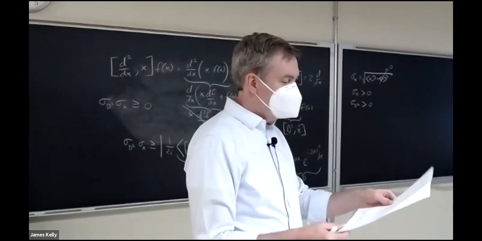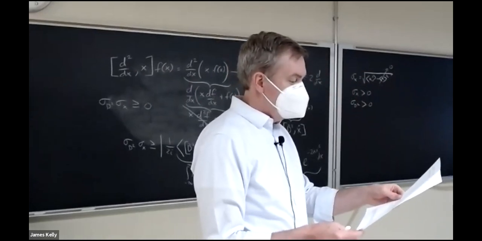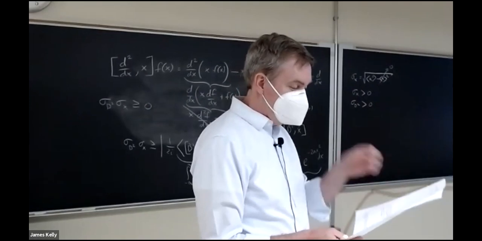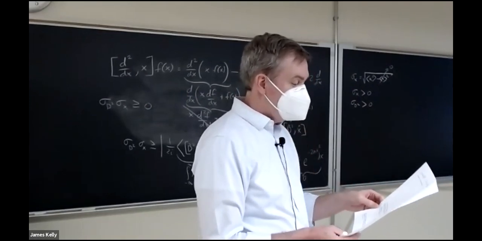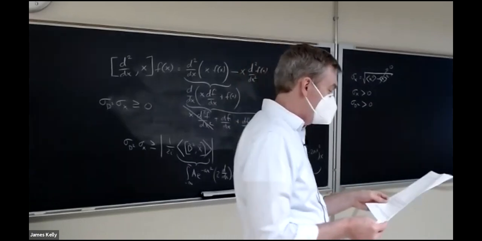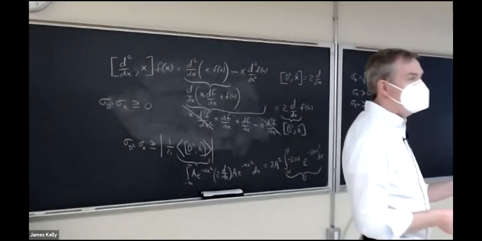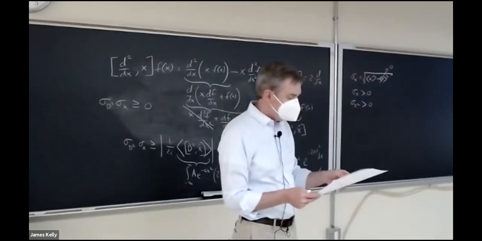Okay, and the last question says, considering that neither of these uncertainties is 0 for the state given, is the product as small as the generalized uncertainty principle allows? No. Is this a problem? No, that's what we should expect.